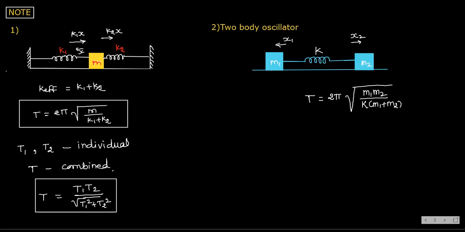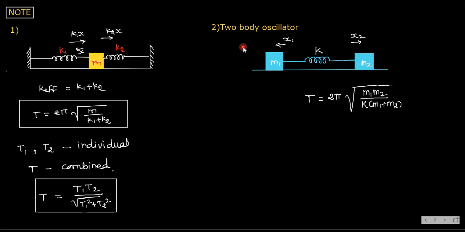Then K effective is K1 plus K2. So time period is what then here? 2 pi under root m by K1 plus K2. Just in place of K effective, what you have to substitute? K1 plus K2. And in this again, if T1 and T2 are individual time periods and T is combined time period, then the time period relation is same as in the previous case, how we got, same like that only it is. Understood?